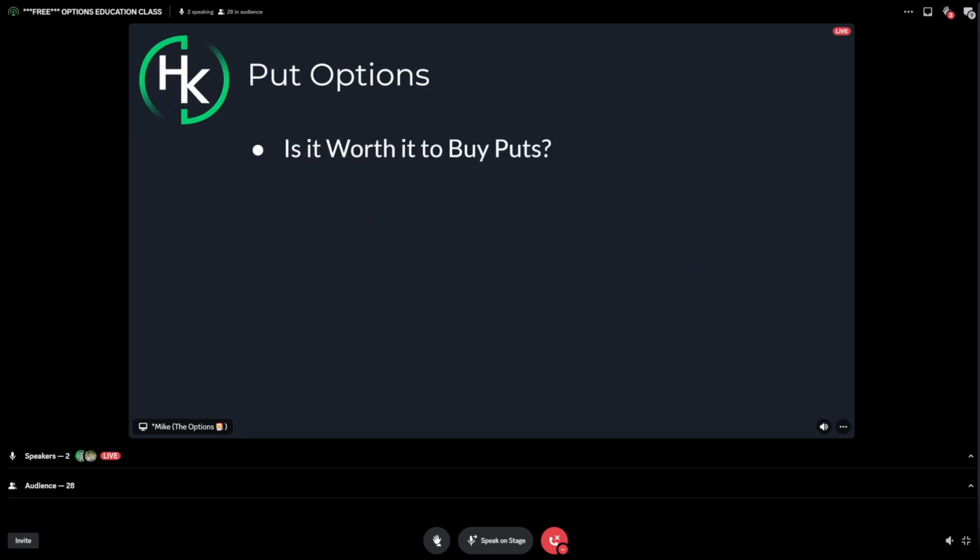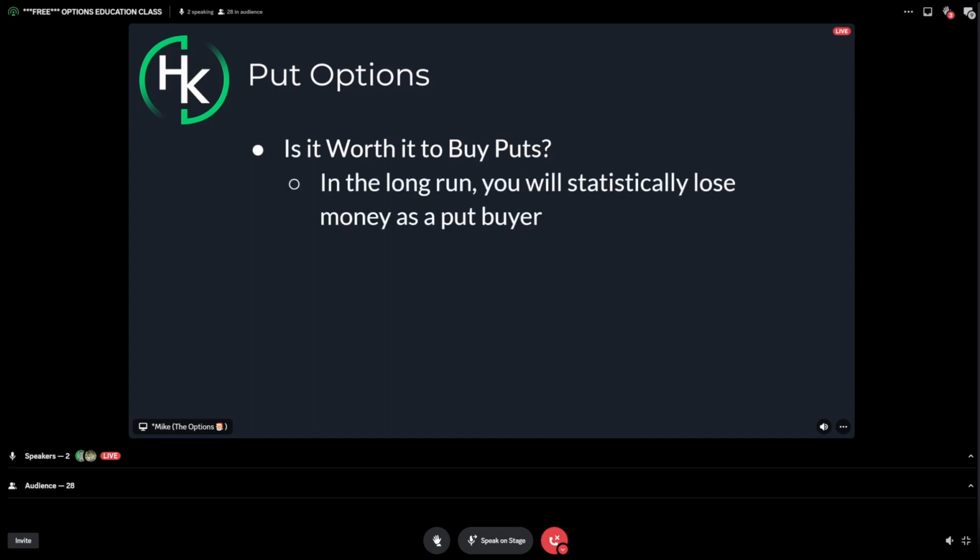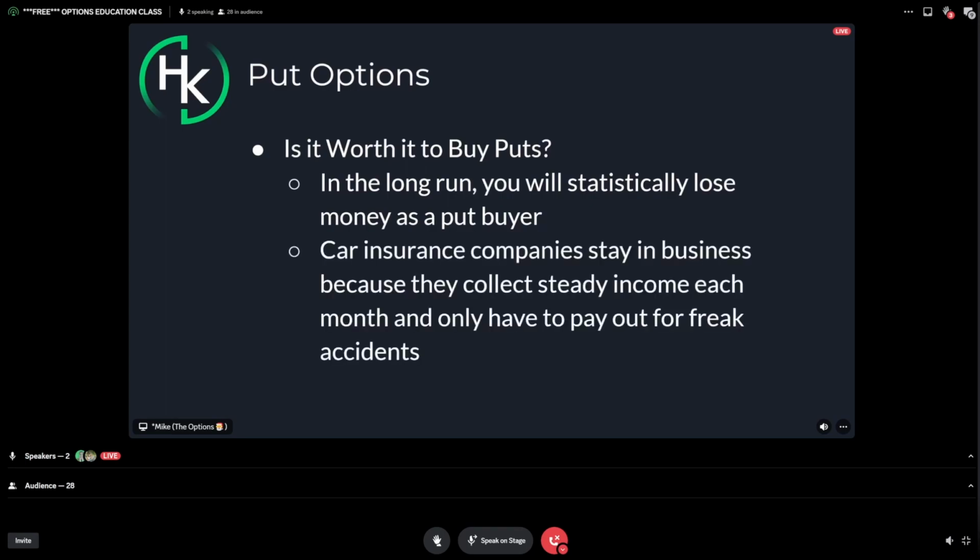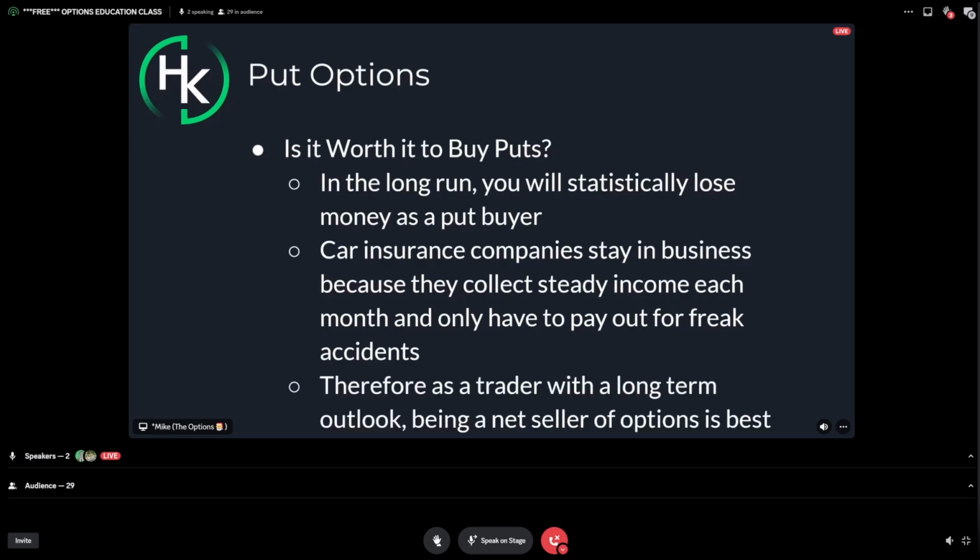So is it worth it to buy puts? In the long run, you will statistically lose money as a put buyer, the same way that car insurance companies generally don't go out of business. They make money steadily by collecting steady income each month, and they only have to pay out for random accidents that don't happen a whole lot. So the premium they collect ends up being more than how much they have to pay out. So as a trader, if you have a long-term outlook, being a net seller of options is the more consistent way to go about it.